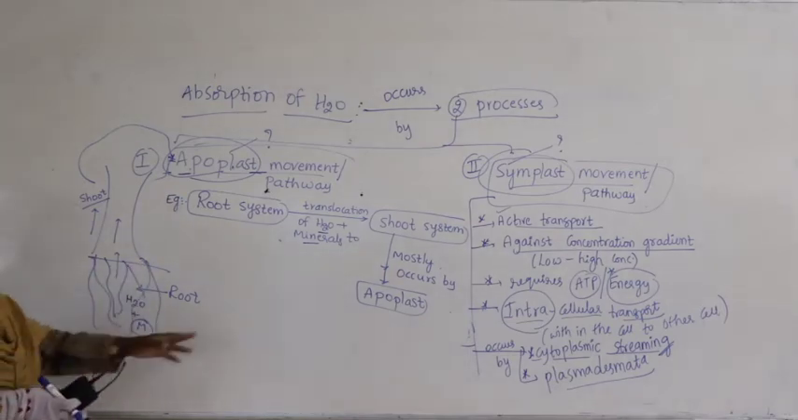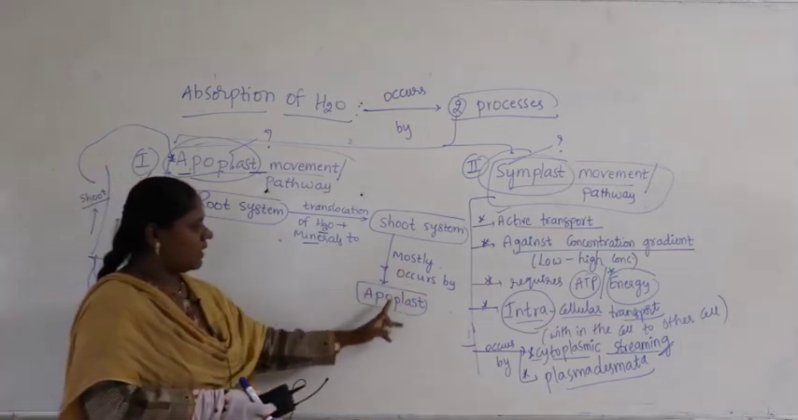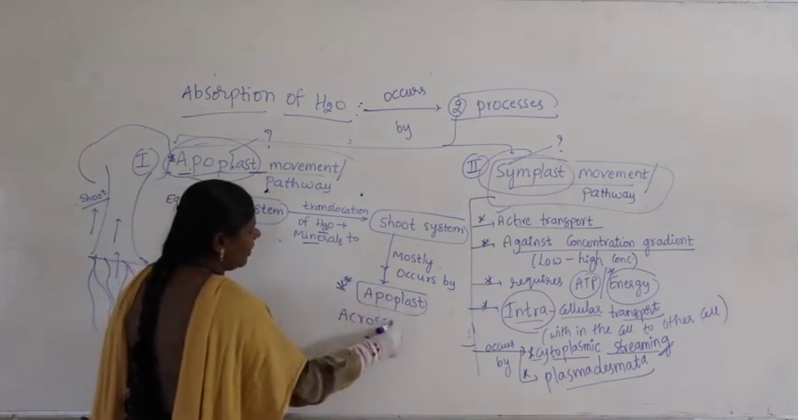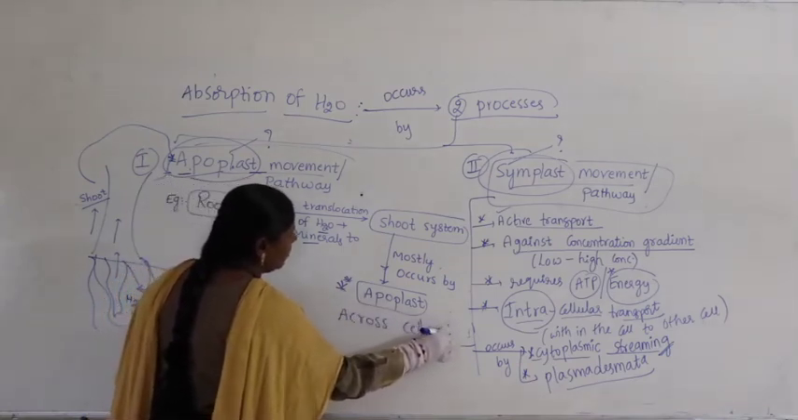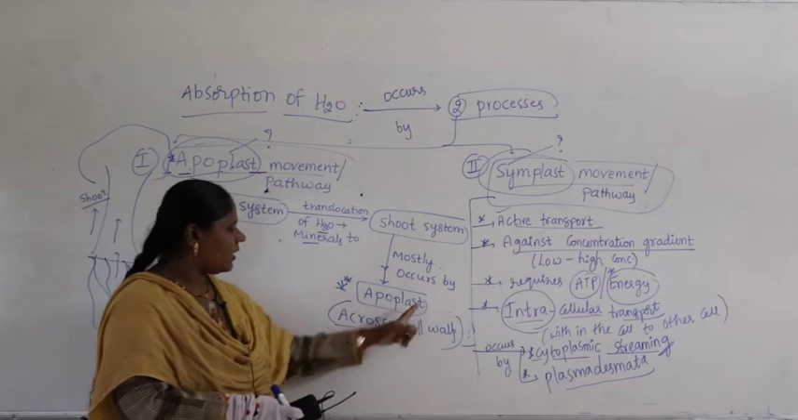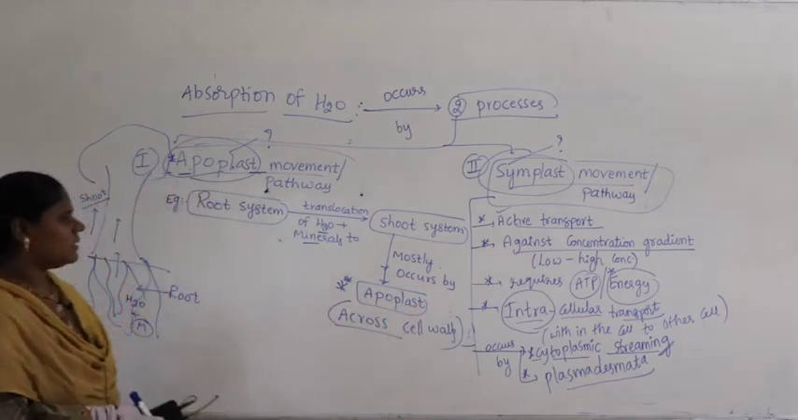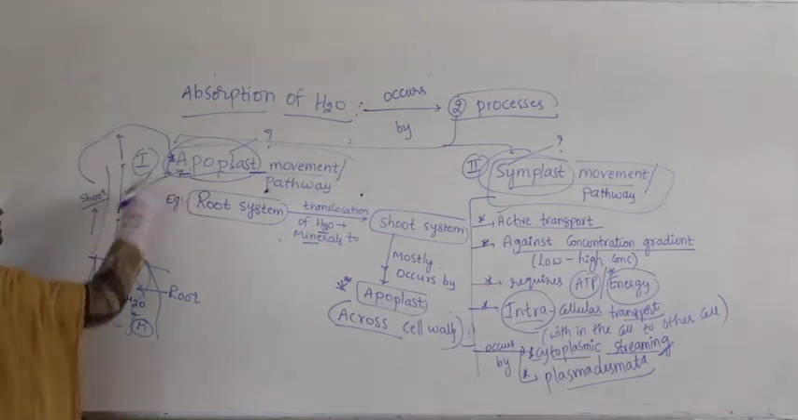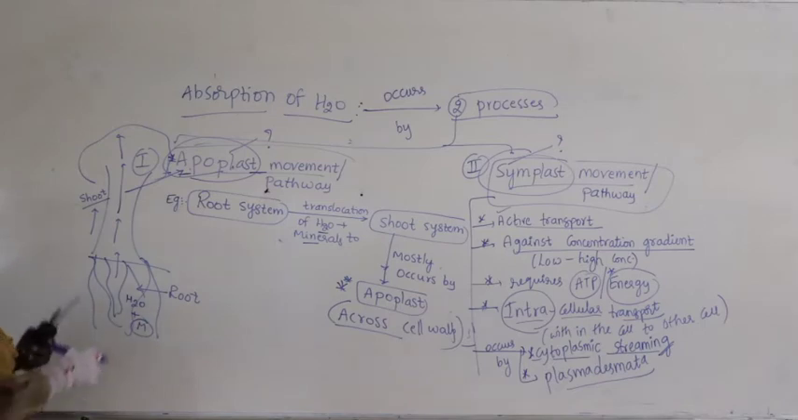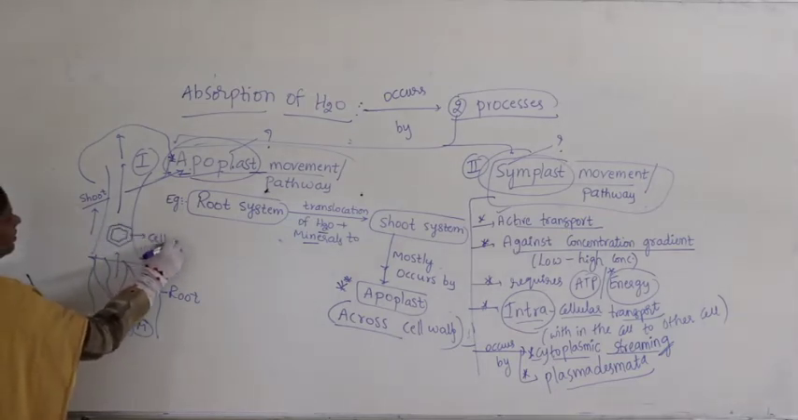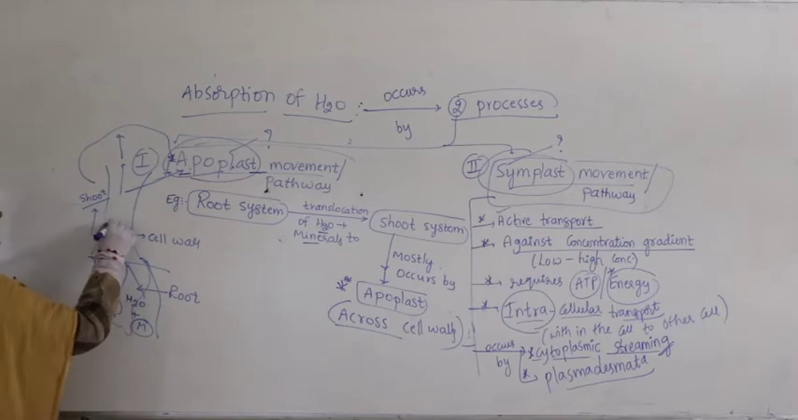Now, how does it occur? Mostly by apoplast. Apoplast means it occurs across cell walls. Mostly what happens here is apoplast. Why? Look here. This is a plant cell, surrounded by what you find? This is nothing but the cell wall. Now you find another cell.